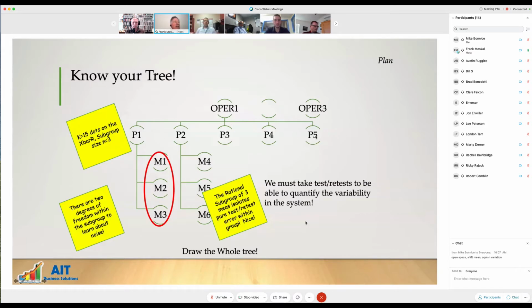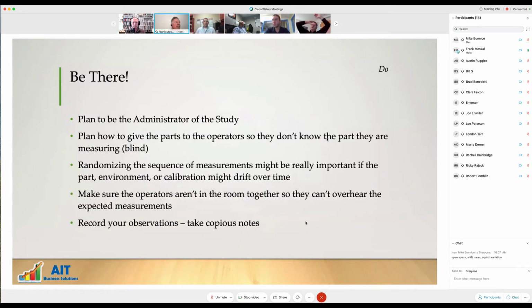And part variation, right? These 5 parts, if they're representative of the type of parts I'm going to be measuring in production, or the type of samples I'm measuring in production, they're going to give me an idea how much part variation exists. All right. Again, a reminder: always be there.